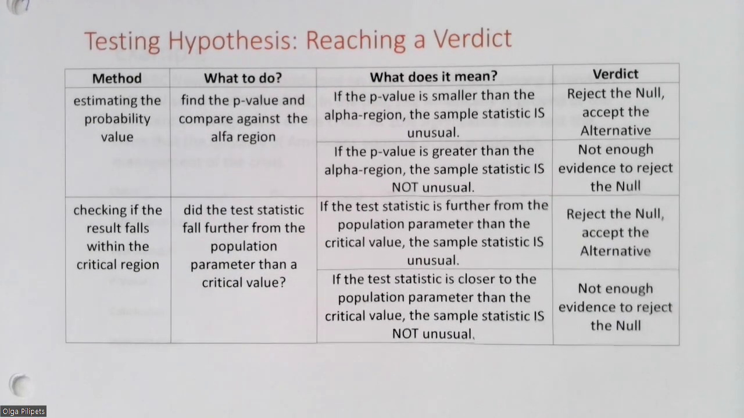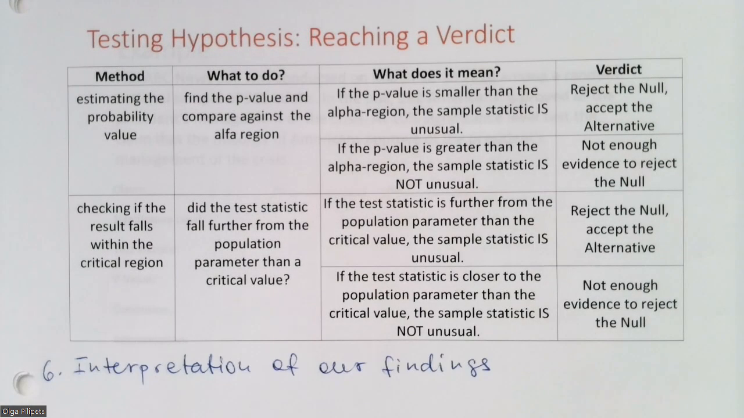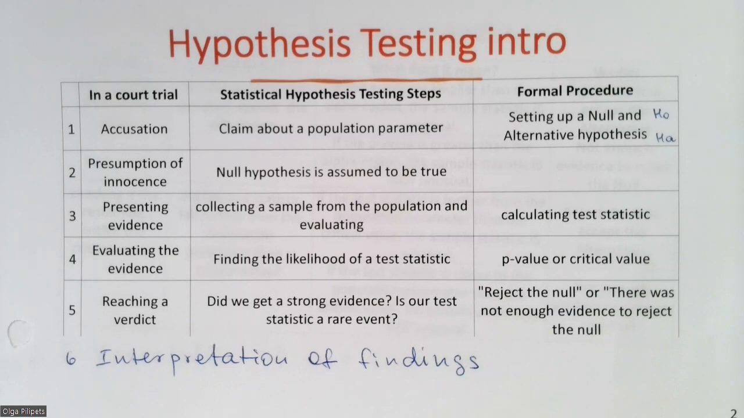There's one more step though that I haven't mentioned yet, but it's an interpretation of your results. This is the end of the statistical procedure, but we also have to report back what we found, and that's going to be the interpretation of our results. That's going to be step number 6 in our flow chart of what to do. I would compare it probably to reading the verdict out loud. I hope that makes sense.